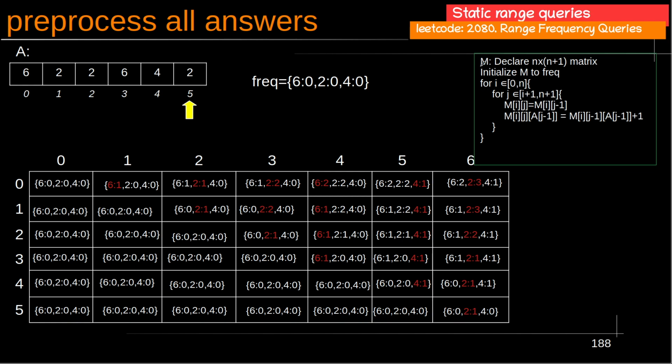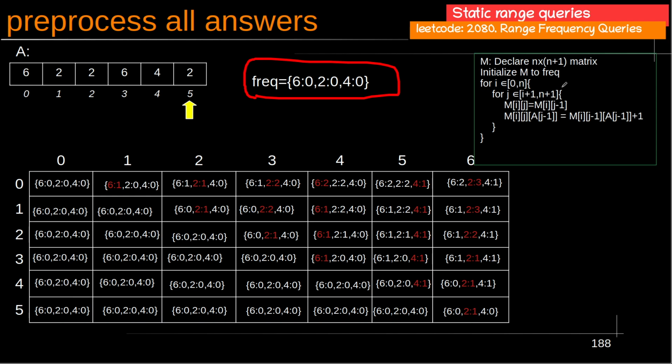How will we write the pseudocode for this? First, I will declare a matrix or a 2D array of size n times n plus 1. Initialize it with this frequency map, and then I will compute all the answers like this. I will iterate first on the rows from 0 to n, and for each row I will iterate over all the columns from i plus 1 until n plus 1.